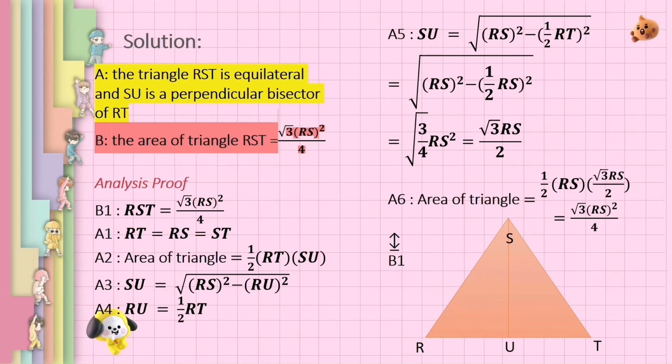From the theorem, we can get RU is equal to 1 over 2 times RT. So we change the RU in the theorem to 1 over 2 times RT. And then we simplify the equation, we'll get the last statement, which is square root 3 RS over 2. And then we put it into the formula of the area of a triangle, and then we get square root of 3 times RS squared over 4. So it is proved that it is equivalent to the statement B1.